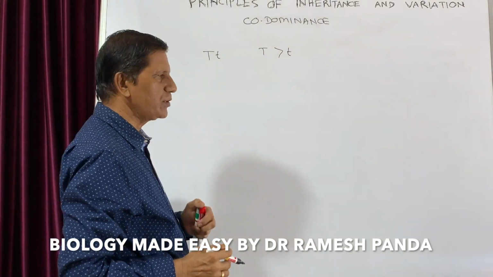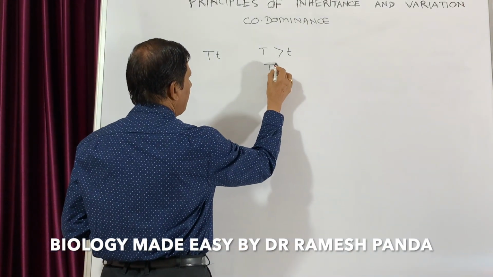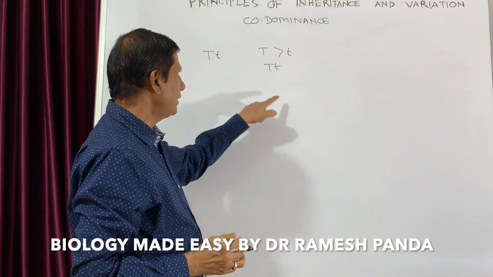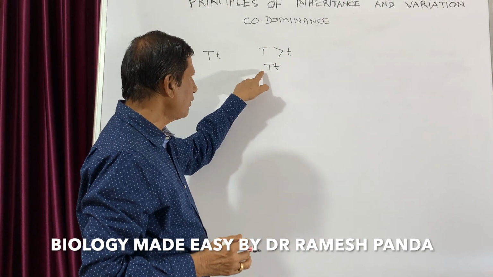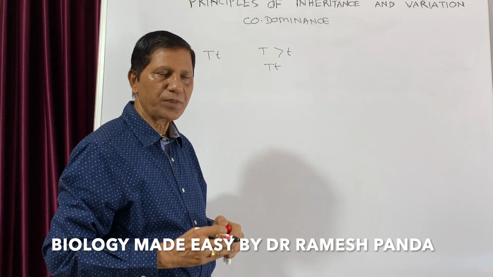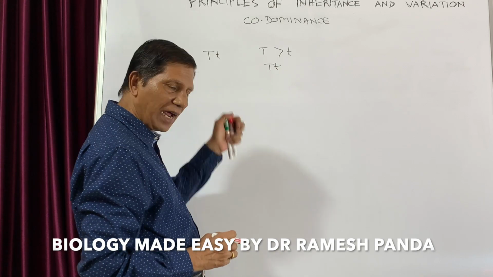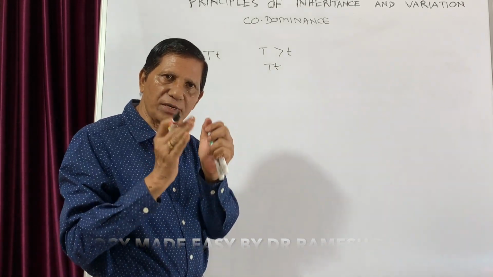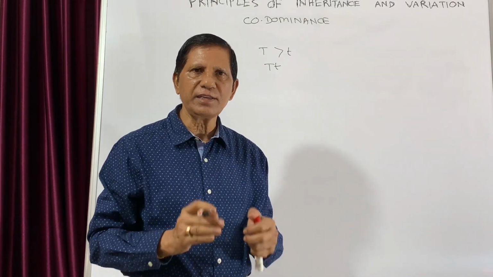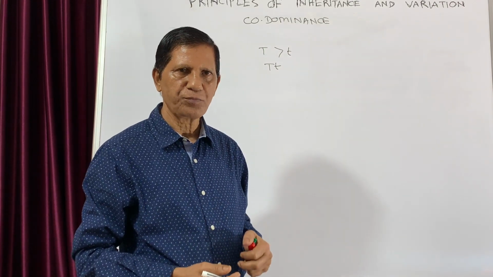In incomplete dominance, as we observed in one of the videos, both capital T and small t are unable to express themselves. This heterozygous condition is neither tall nor dwarf, and it gave an intermediate character. But in codominance, when both alleles are present in the heterozygous condition, both of them will express simultaneously. That is the difference between incomplete dominance and codominance.